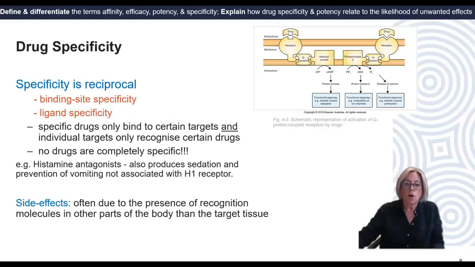Okay, so just to point out here that no drugs are completely specific. And side effects are often due to the presence of recognition molecules in other parts of the body than the target tissue. Now, side effects might be beneficial. We mostly talk about them in terms of unwanted effects or bad effects. And sometimes side effects can be very serious. They can even be fatal.